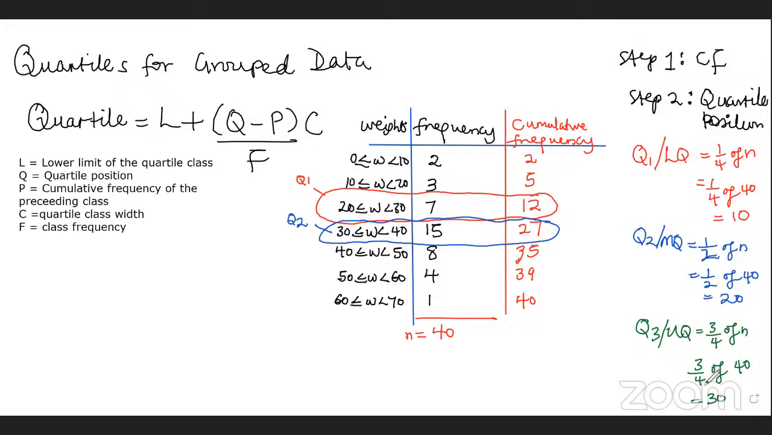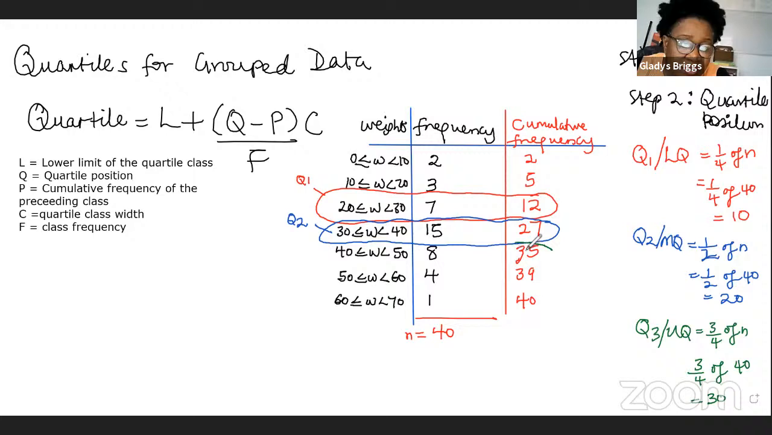Yes. Okay. So then you know that this is 27, 30, 28, 29, 30 will be in this one. So you circle that one for quartile 3, Q3. So this is Q3. So now you've got the quartile classes or the quartile positions. You want to now go in and apply the formula.